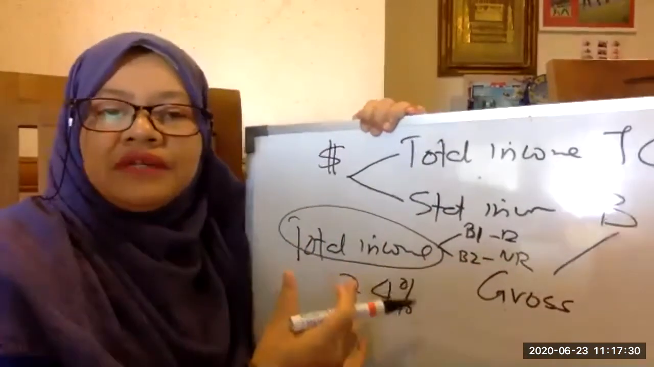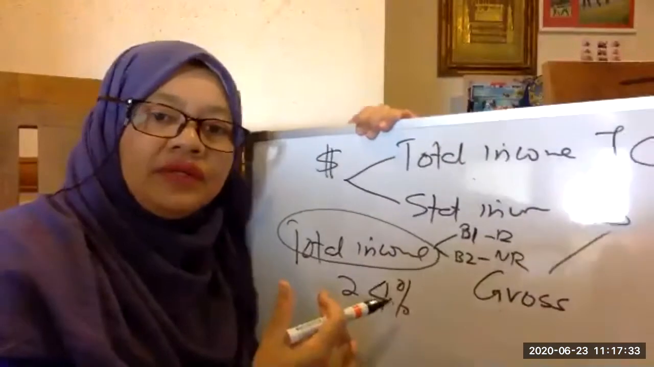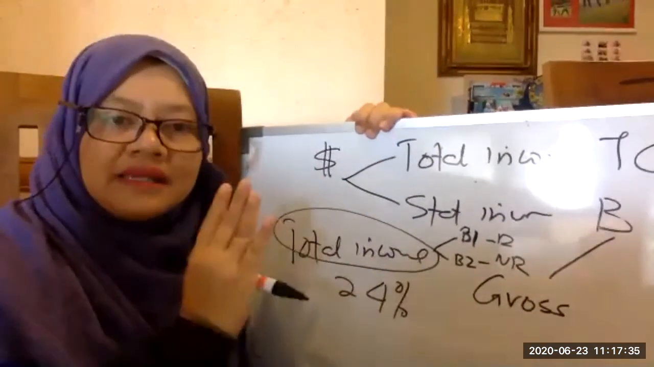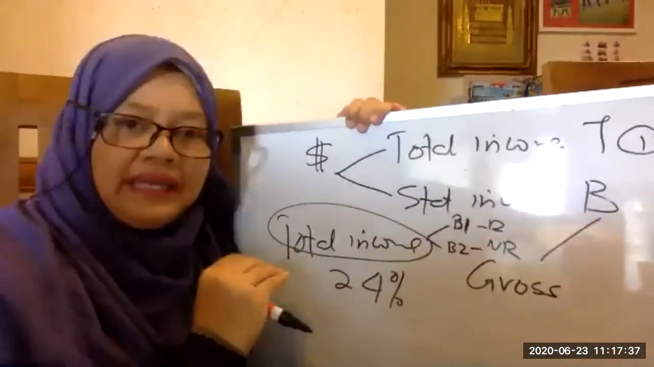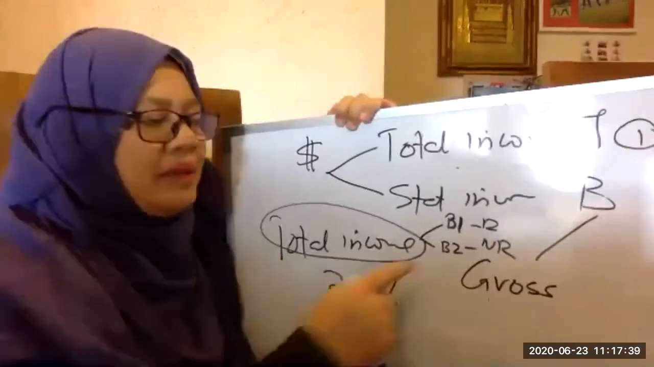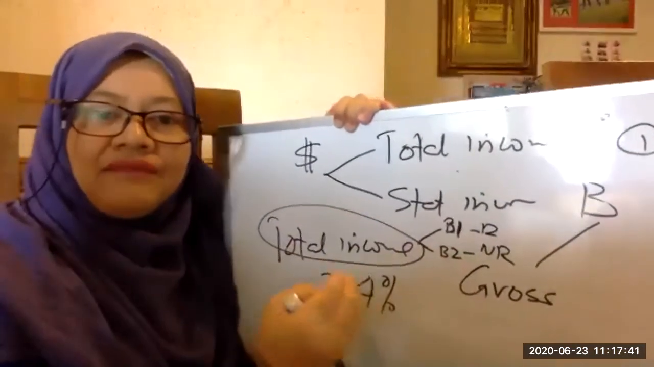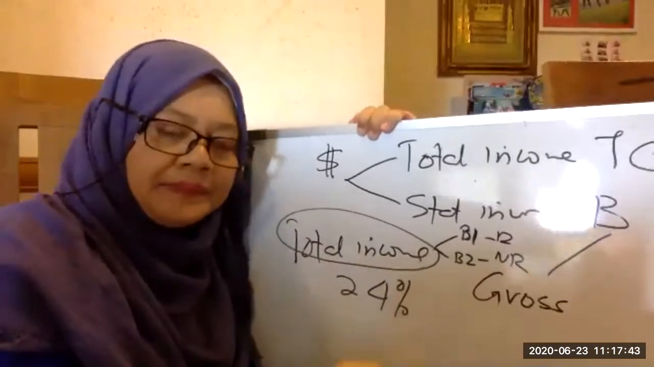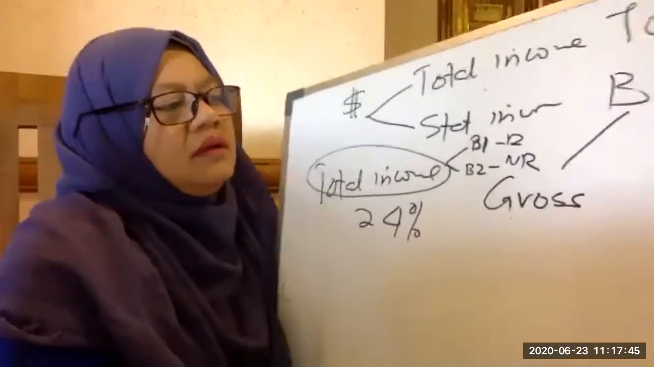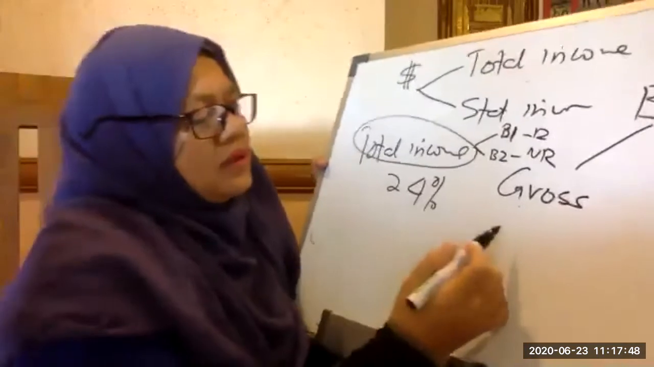Because the difference is that if you're a resident, then you're entitled for the relief and the tax rate will be at the scale rate. But if you're a non-resident beneficiary, there's no relief and then flat rate at 28%. Okay. Okay, what else? Okay, gross.